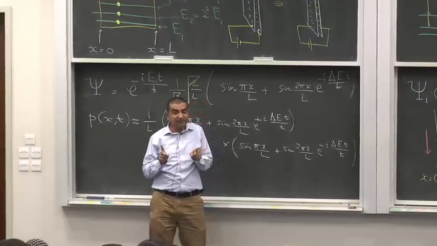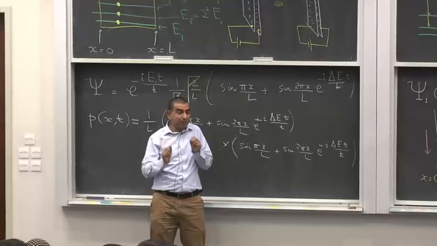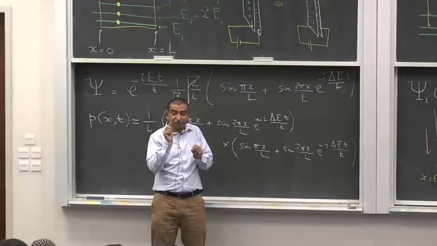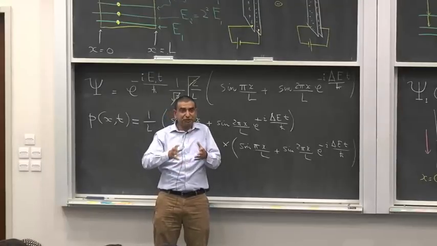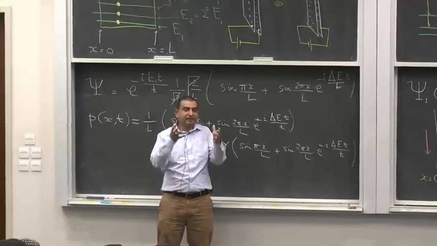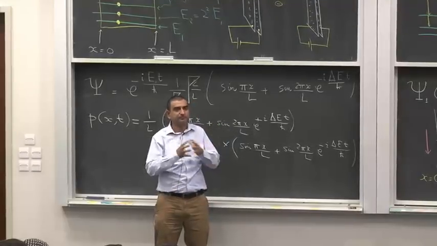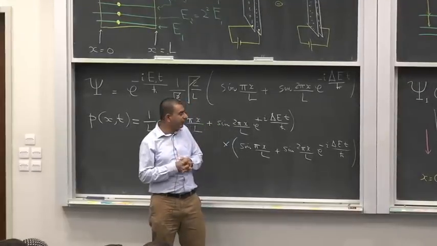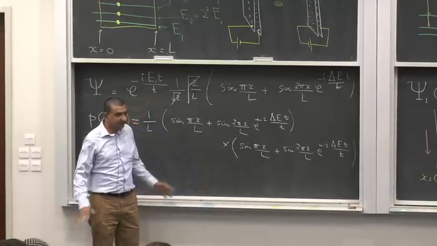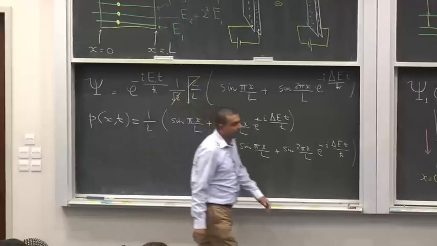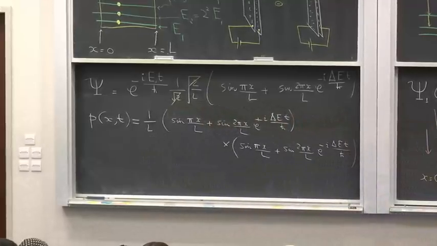So the probability density function is now changing with time. It's a transient. It's no longer stationary. Because we have composed a superposition of states, the probability density also changes with time. You can actually multiply out these two terms and you get something really interesting. So let me show this in a simulation form.